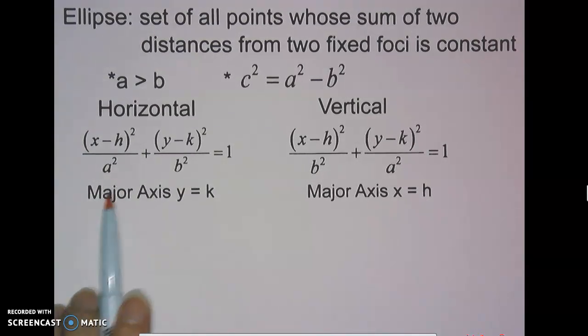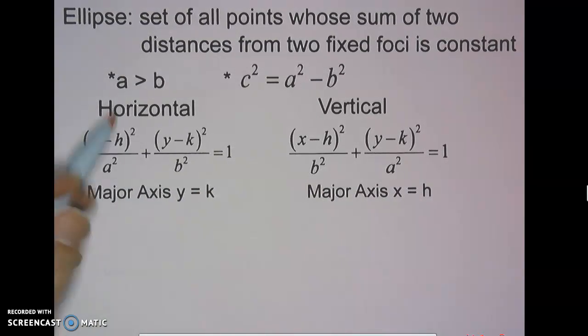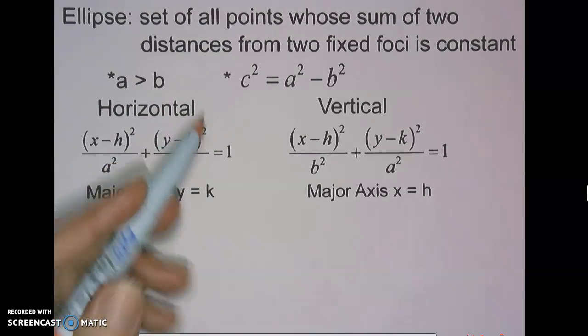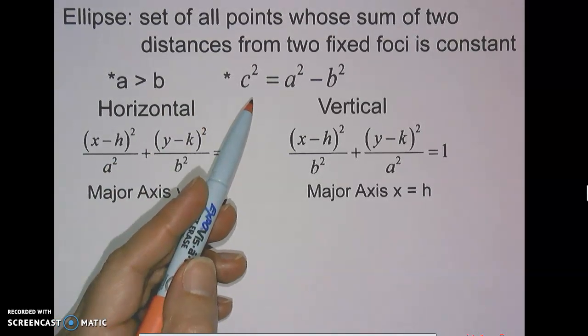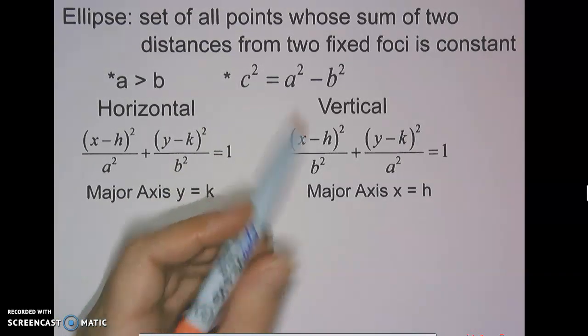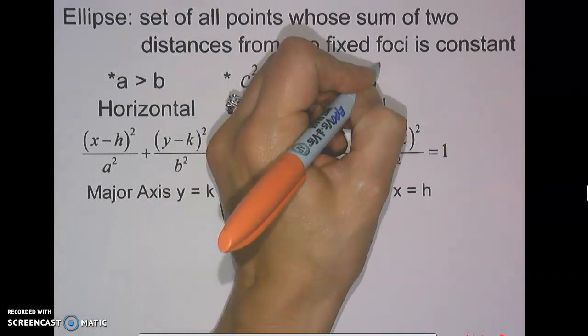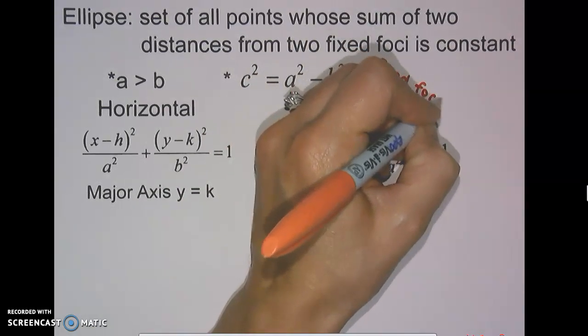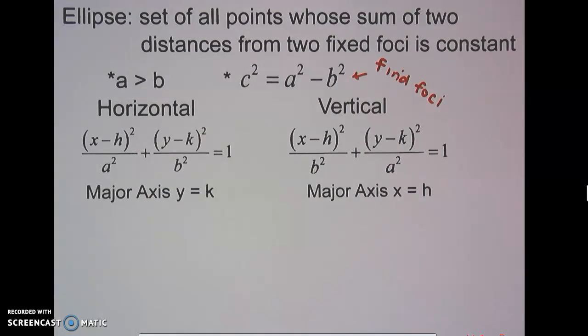If you look in these formulas, you're going to have A squared and B squared in the denominator, so we'll talk about that in a little bit. But A is always bigger than B. And in this formula, c squared equals a squared minus b squared, that looks very familiar. It looks a lot like the Pythagorean theorem. But this here is going to be used to find the foci, those points where all of the other points are equidistant from the two foci. We're going to work on finding those things. Okay, so we have two different types of ellipses.